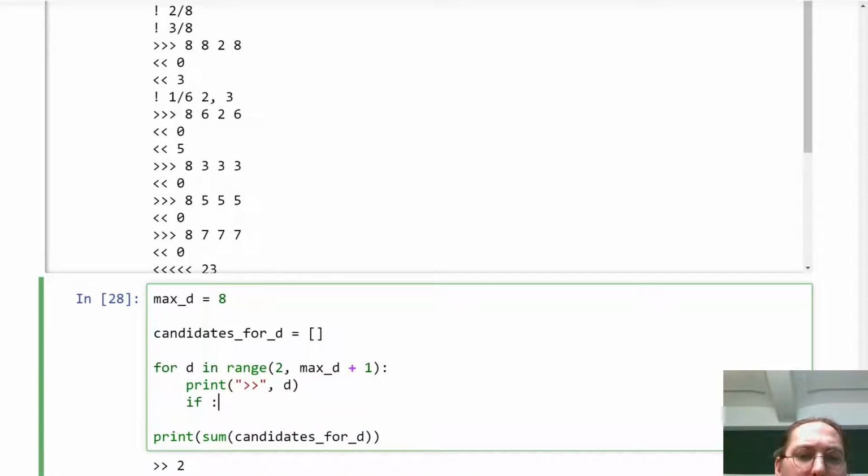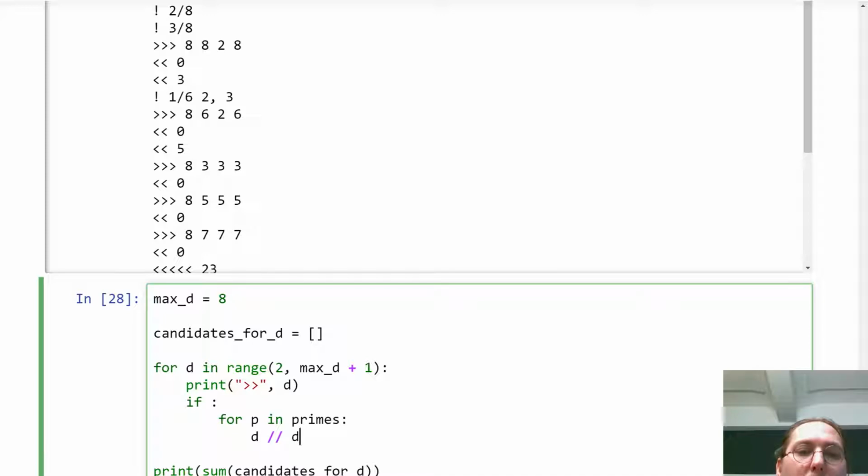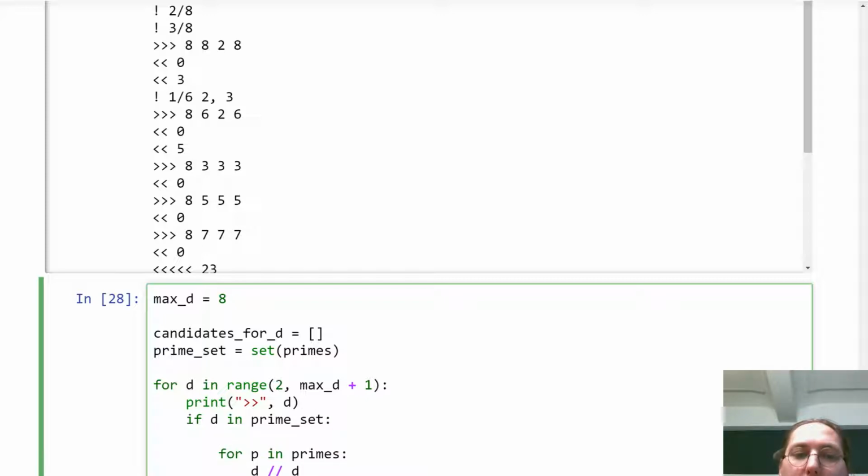What's the general idea here? For each prime, for all primes, you start dividing by the prime. First test is of course if D is a prime itself. No, not there. No, in the set of primes. That's anyway necessary. If D is in the set of primes, then the candidates for D is D minus 1.